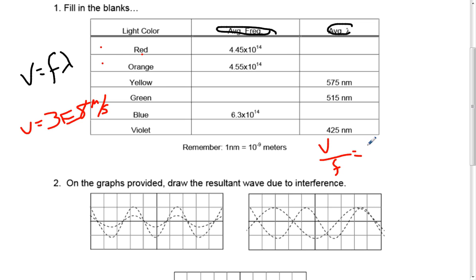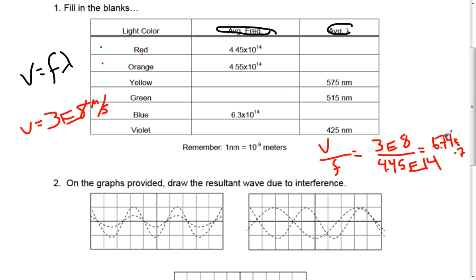And in this case, for all of these, it's going to be 3 times 10 to the 8th, divided by 4.45 times 10 to the 14. All right, so divide that out, and you get an answer of 6.74 times 10 to the negative 7.